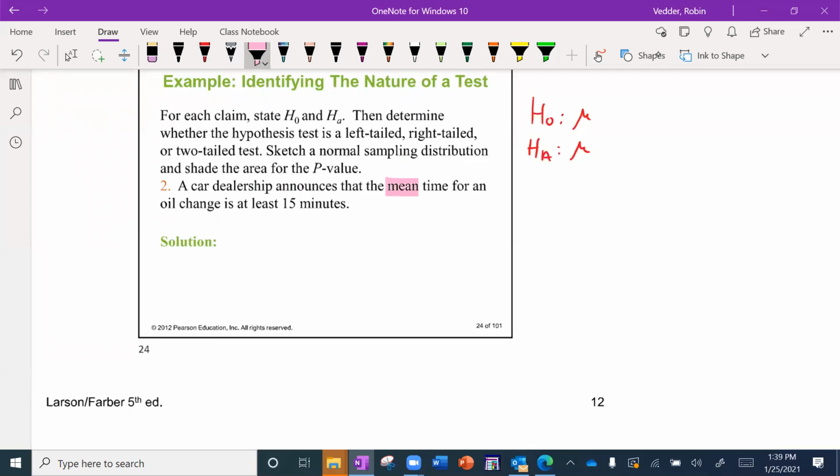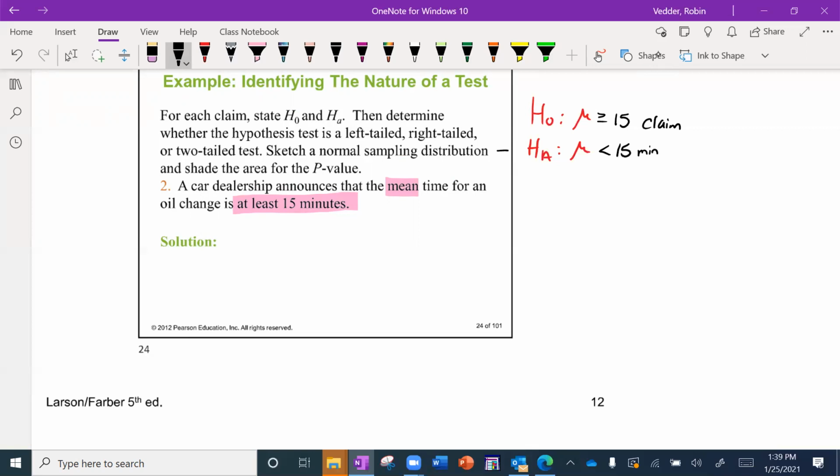All right, what is at least? What symbol? Right. So greater than or equal to is the null or the alternative? The null. If it had said greater than, it would have been in the alternative, but because it was at least, it means it could be exactly 15 minutes as well. So our claim is there, our alternative is less than 15 minutes.